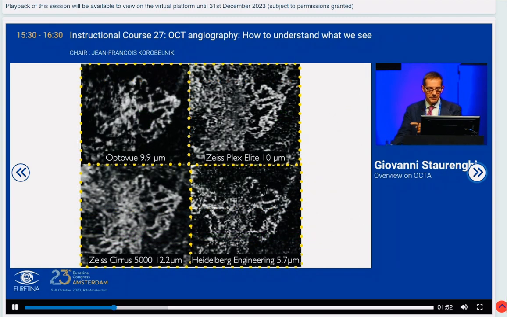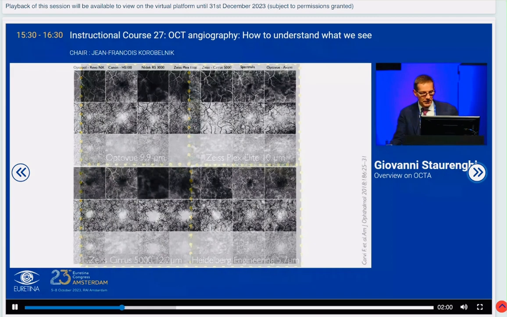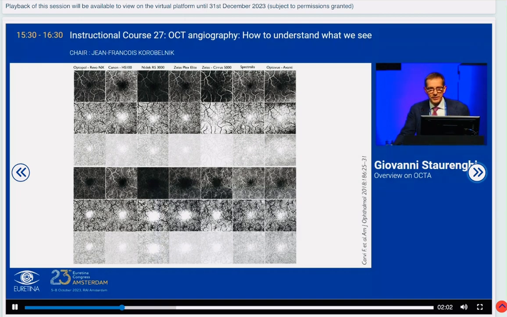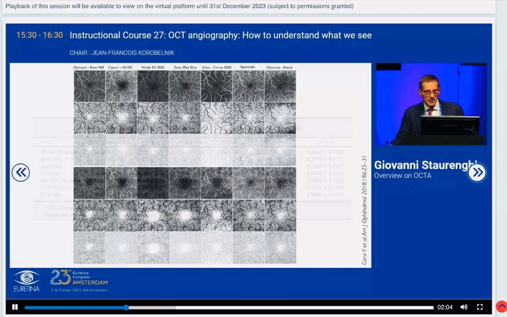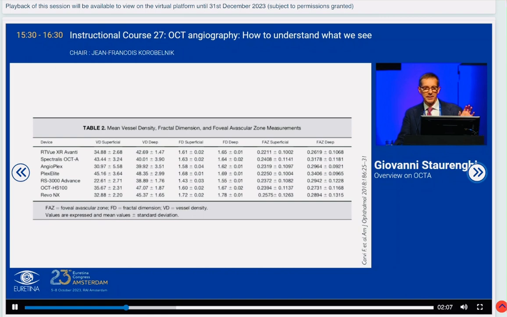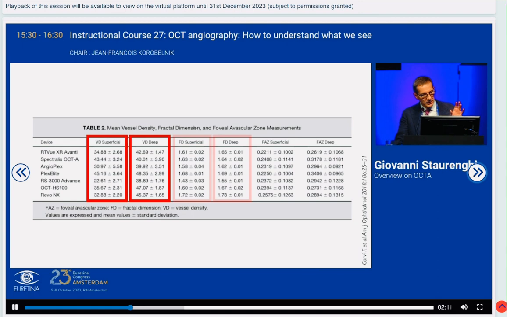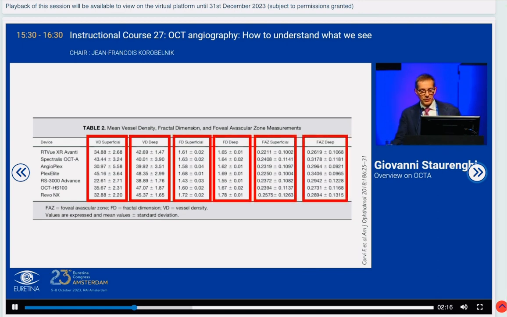And here, in fact, you see that the size depends on the space between one B scan and the other. Why is this important? Well, if you look at a different instrument and you look at the vessel density or the fractal dimension or the foveal avascular zone, the numbers can be completely different. So if you follow a patient, please remember, use the same instrument. Otherwise, you will mix up all the data.